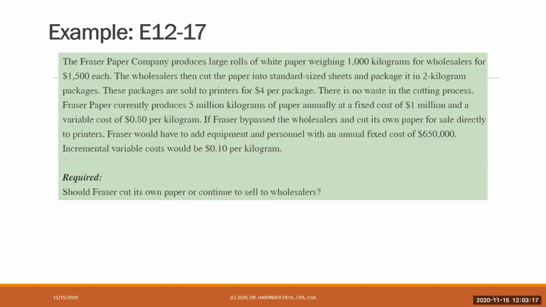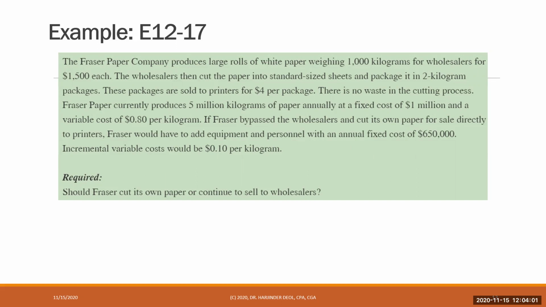Example 12-17. The Fraser Paper Company produces large rolls of white paper weighing 1,000 kilograms for wholesalers for $1,500 each. So that's the selling price. Each roll is 1,000 kilograms and is sold at $1,500 each. The wholesalers then cut the paper into standard size sheets and package it in 2-kilogram packages. These packages are sold to printers for $4 a package. There's no waste in the cutting process.